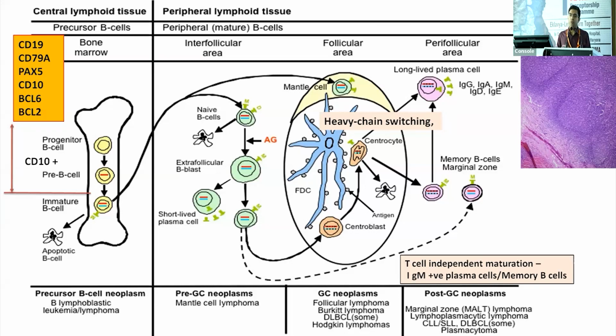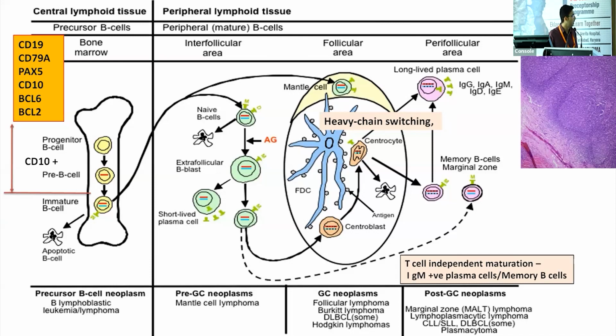Discussing a few important IHC expression markers like CD19, CD79A, and PAX5. These are the three most important markers of B cell differentiation, which start from a very early stage and persist for the longest duration. Like CD19 starts from the pre-B cell stage and it remains positive even in some subsets of plasma cells.